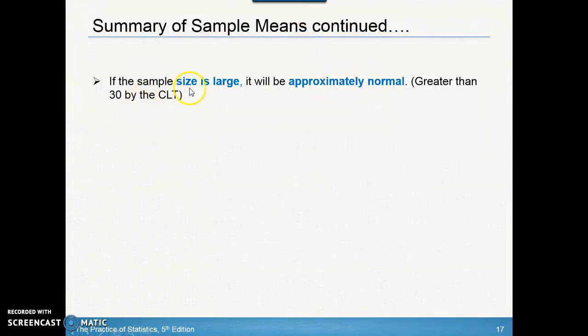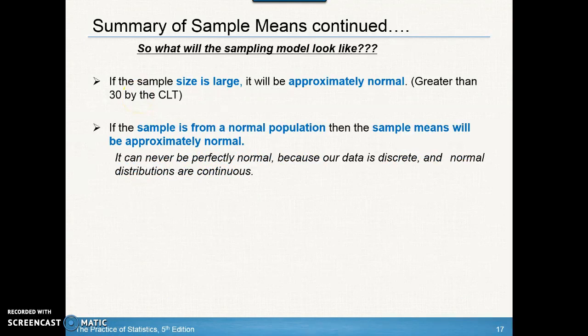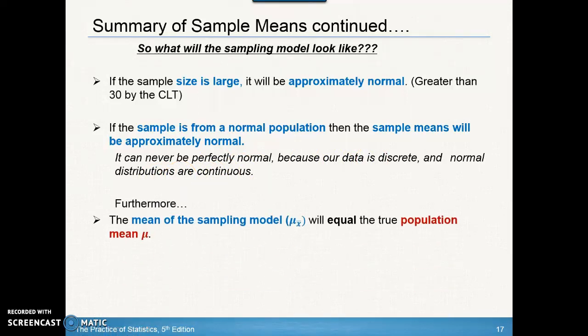If the sample size is large, it's going to be approximately normal, so greater than 30 by the central limit theorem. Okay, if the sample's from a normal population, then the sample means will be approximately normal. Just remember, it's never going to be perfectly normal because our data is discrete and normal distributions are continuous, okay? And nothing is ever perfectly normal in the real world.